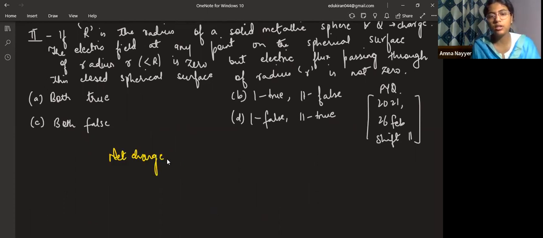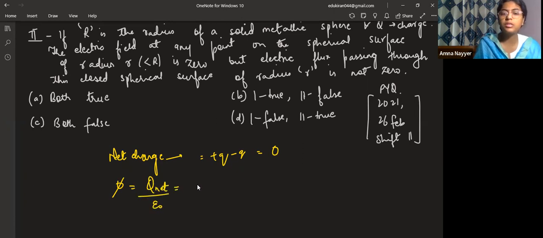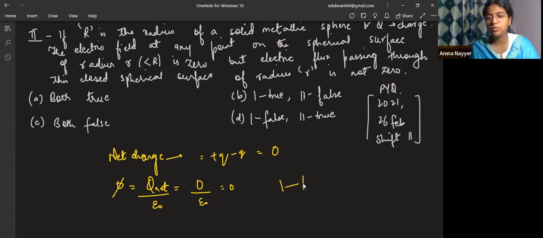See, net charge on an electric dipole is equal to plus Q minus Q. They cancel each other, you get 0. So if you put this into Gauss law, electric flux will be Q net divided by epsilon naught, which is 0 by epsilon naught, that is 0. And electric field due to an electric dipole is non-zero, right? And varies point to point. That's why the first statement is true.